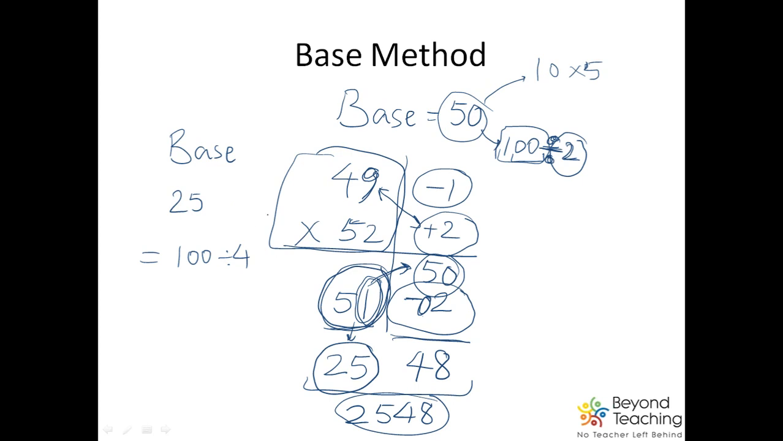So for base 25, if you want to practice, I would suggest you could take something like 22 times maybe 31, okay, and you try this out. So divided by 4, you'll have to do this division at this point of time.